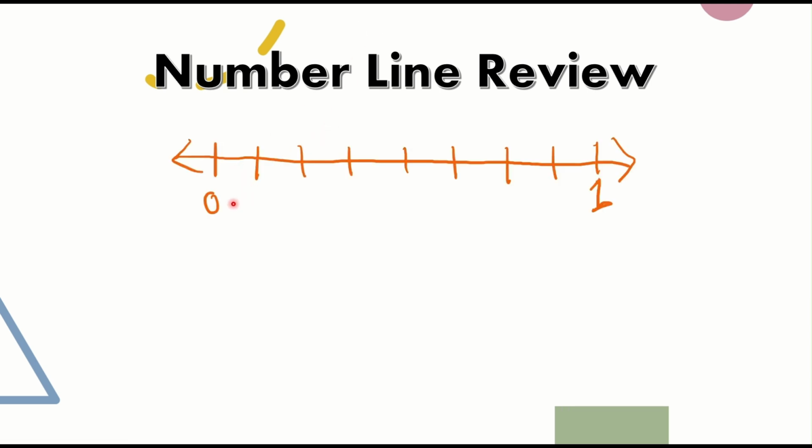Okay, so let's look at the number line below. First, I would just simply count my lines. I would not count 0 because, again, it already has a number. So 1, 2, 3, 4, 5, 6, 7, 8. So 8 would be my denominator.